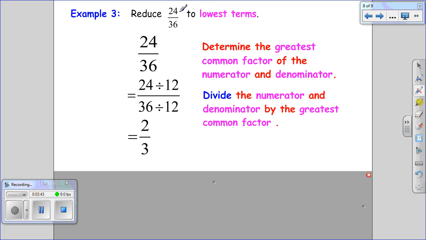You can always try and reduce by other numbers. If you divided by 2, you would have still found another common factor of 2, and you would have had to repeat this step multiple times. So it's always easier if you can find the greatest common factor first.